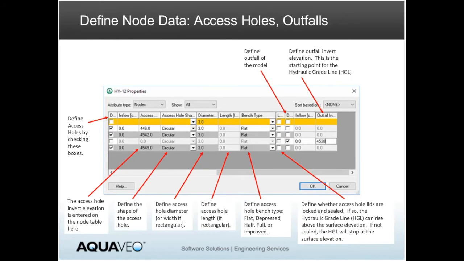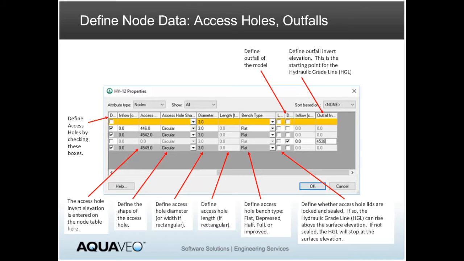You can also define whether an access hole is defined at the node, the access hole invert elevation, the shape of the access hole, the diameter or width if it's a rectangular access hole, the access hole length if rectangular, the access hole bench type, whether it's flat, depressed, half, full, or improved, and whether the access hole lids are locked and sealed. If the lid is locked and sealed, the hydraulic grade line, or HGL, can rise above the surface elevation. In this case, water does not escape from the access hole, and pressure builds up if the water level exceeds the ground elevation. If it's not sealed, the HGL will stop at the surface elevation. Water can exit the access hole. If you have an inlet attached to an access hole, your access hole cannot be sealed.